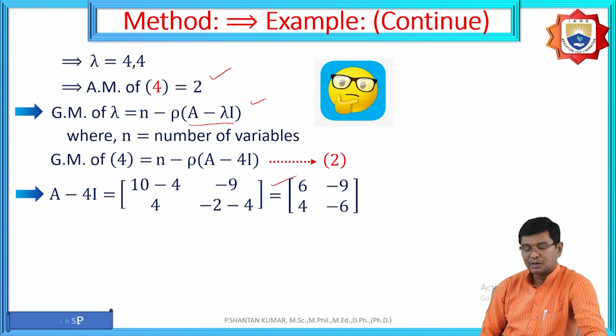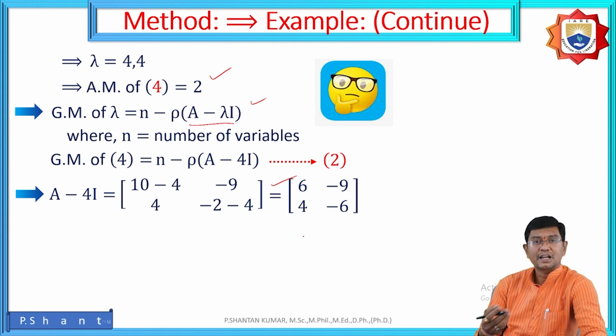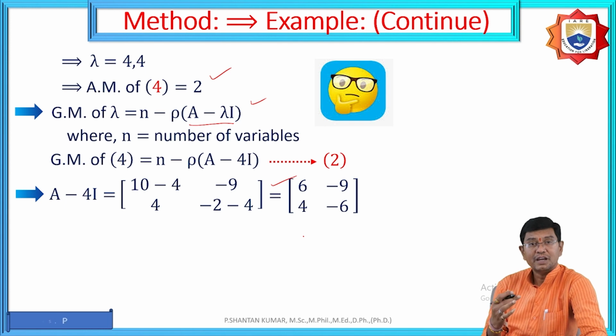Based upon this, while we reduce it to echelon form, we need to find the rank of A minus lambda I, where lambda is equal to 4. Therefore, the first equation is divided by 3, and the second equation is divided by 2. Then automatically the rank will be 1.